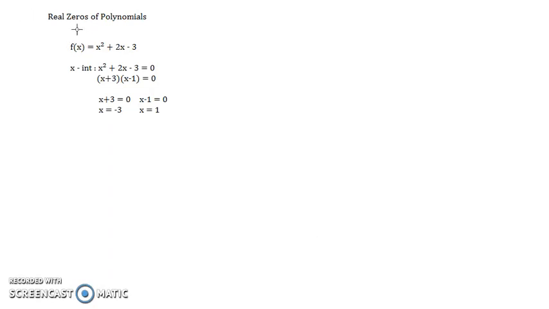Okay, the next concept that we're going to talk about are the real zeros of polynomials. And I've started you off with an example here that should look very familiar. So we've got a quadratic, which is a type of polynomial, and we know that if we want to find the x-intercepts or the zeros, we need to set this equal to 0 and solve. So we set it equal to 0. If we can factor, we should, which I've done here.